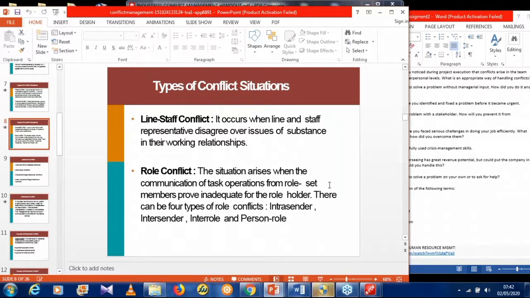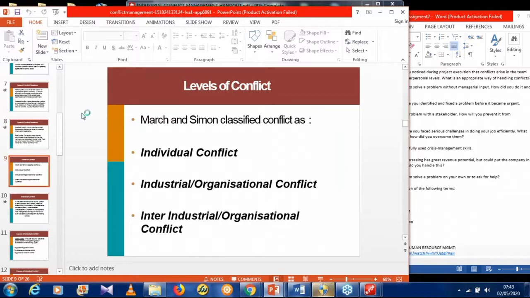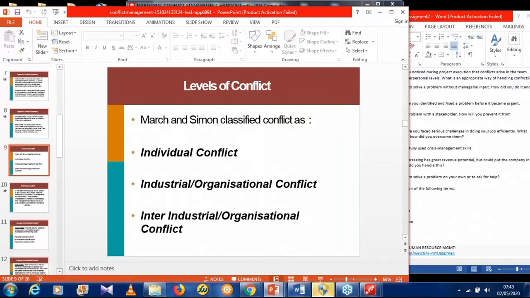Okay, so as I was saying, in terms of role conflict, it could be intergender or intragender and the rest of it. So this could also result in conflict. And on levels of conflict, there is individual conflict, and industrial or organizational conflict. They could also have inter-industrial or inter-organizational conflict. We explained this before.